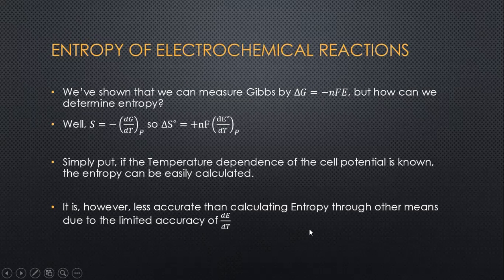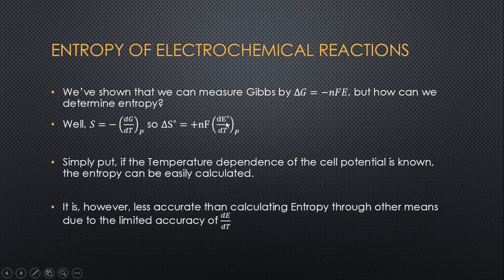So continuing, entropy of these electrochemical reactions. We've shown that we can measure Gibbs as delta G equals negative nFE. Can we determine the entropy of this? Well, entropy is the negative change in Gibbs with respect to T, so the change in entropy is going to be positive nF times dE/dT.